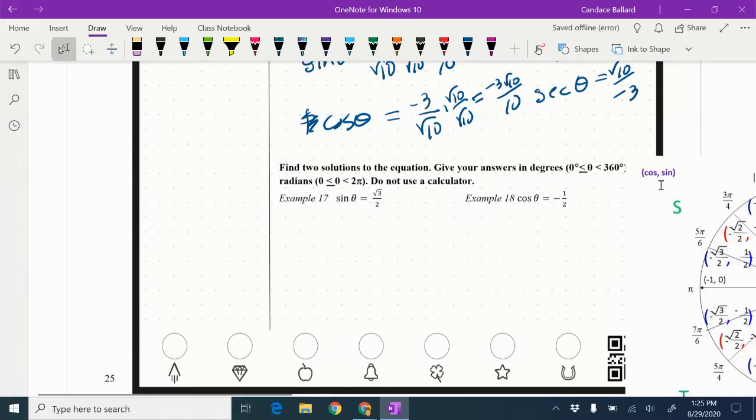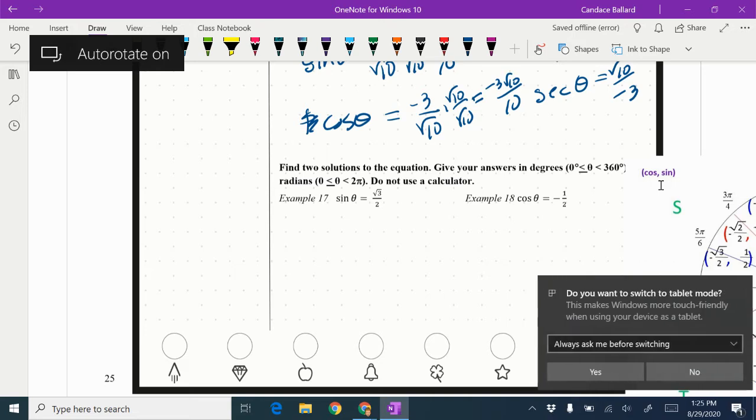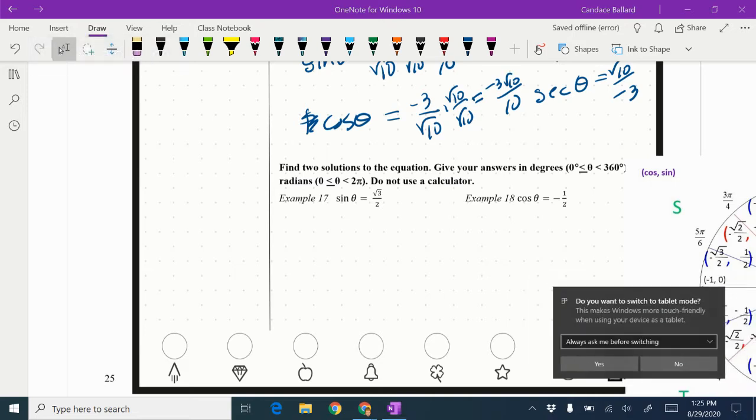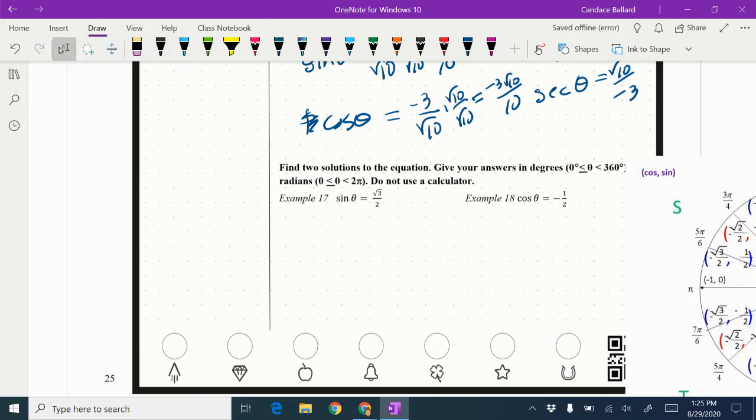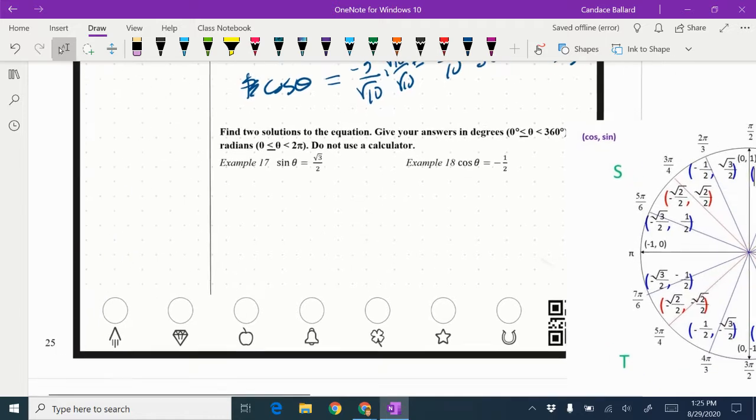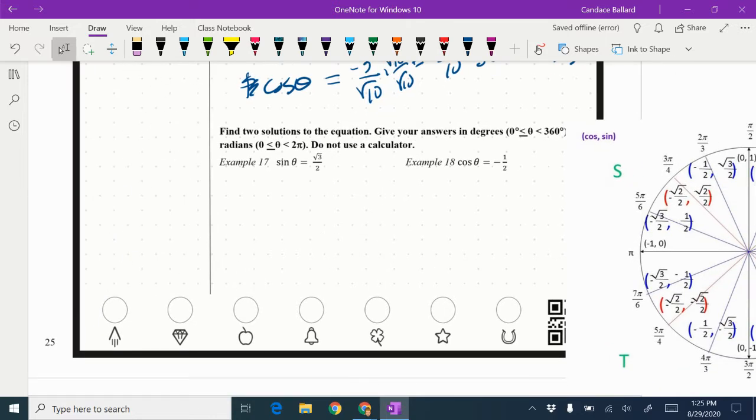So this is the last video for topic 0.5. We're going to do examples 17 to 20. And this is actually a super, super important thing right here. I know it wasn't in our I can statements. We're going to hit it again tomorrow in the inverses, or the next lesson when we do inverses. So I'm going to give you a preview of what tomorrow is going to look like.